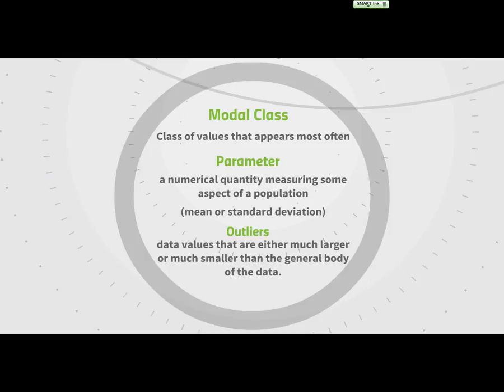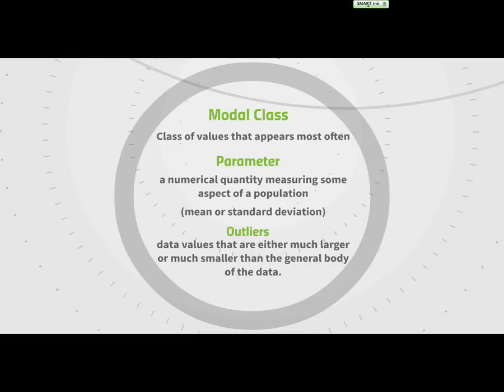A parameter is a numerical quantity measuring some aspect of the population. For example, mean. You guys have heard of that before, right? The mean, median, the mode, those measure stuff. Also, standard deviation. I know I mentioned it earlier, and we'll learn a lot more about standard deviation towards the end of this chapter. So a parameter is just a number that measures something about the data.